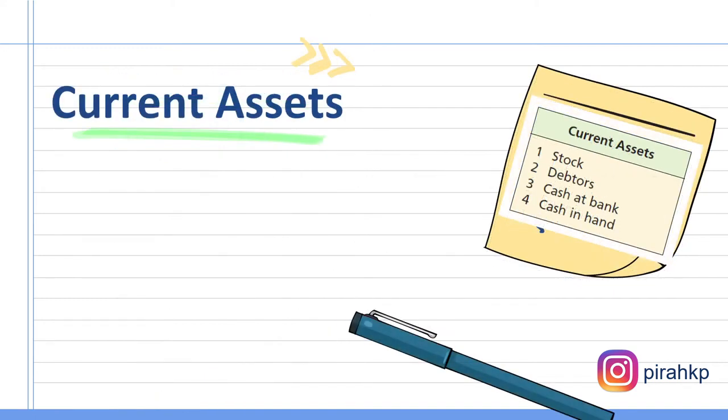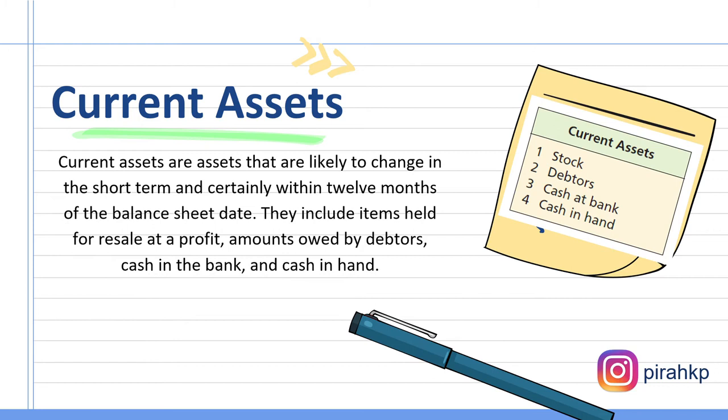Next is current assets. Current assets are assets that are likely to change in the short term, and certainly within 12 months of the balance sheet date. They include items held for resale at a profit, amounts owed by debtors, cash in the bank, and cash in hand. So current assets are basically those things that are likely to change within 12 months, that you might spend them, you might use them. All those things are current assets.